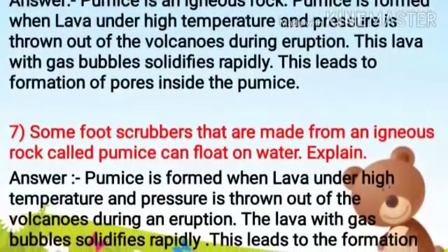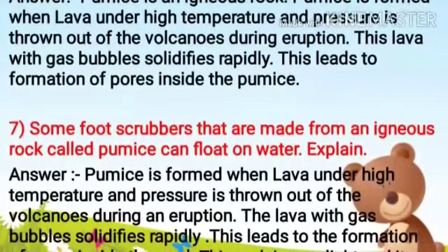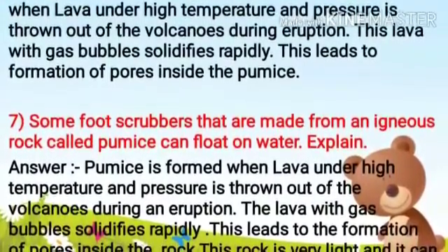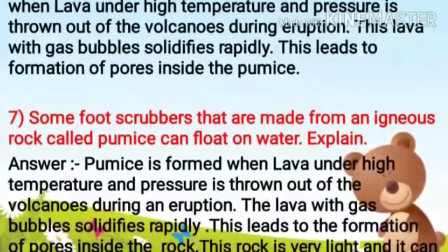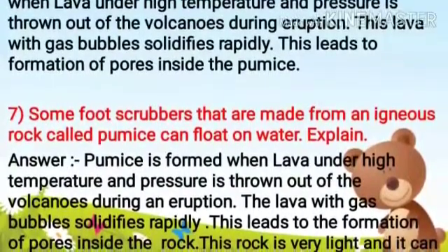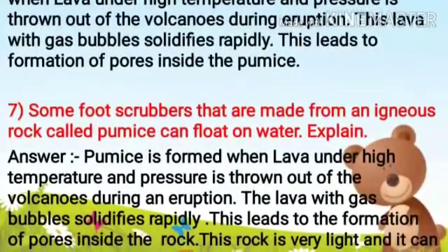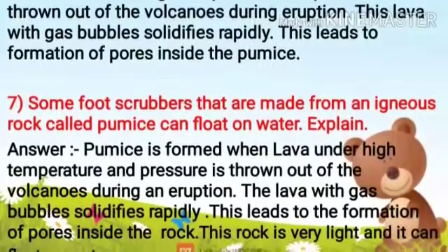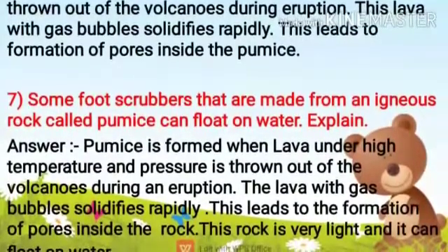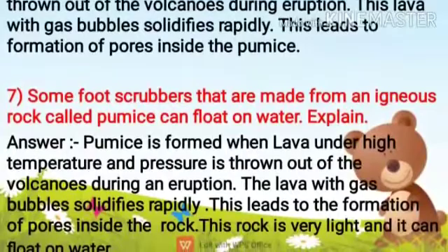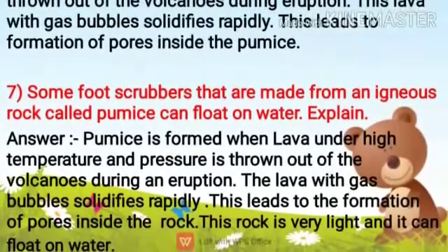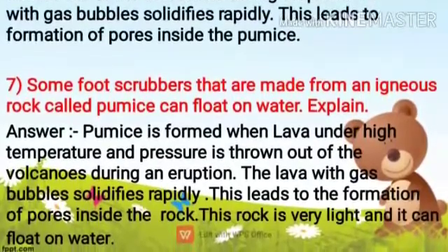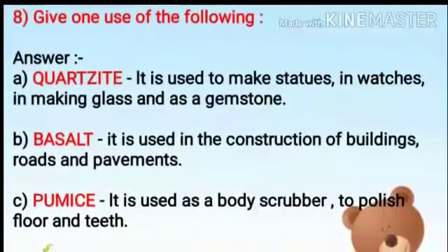Question number 7. Some foot scrubbers that are made from an igneous rock called pumice can float on water. Explain. Pumice is formed when lava under high temperature and pressure is thrown out of the volcanoes during an eruption. The lava with gas bubbles solidifies rapidly. This leads to the formation of pores inside the rock, and this rock is very light and it can float on water.